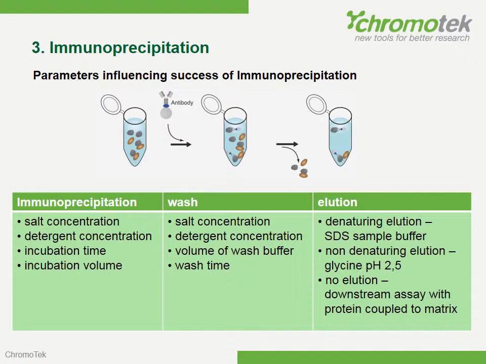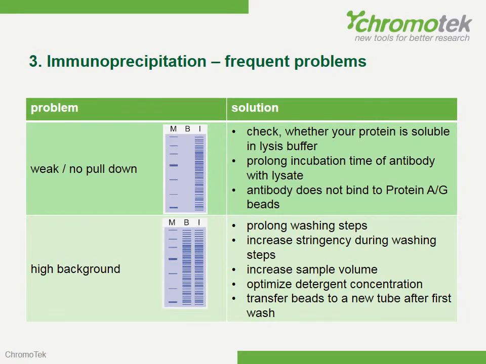Depending on your downstream application, it might be also an option for you to use your protein bound to the beads and avoid elution. But after finishing your IP experiment, you normally check by Western blot or Coomassie whether your IP was successful. If it was successful and you see what you expect, it's fine. But often two problems occur. The first problem is that you have only a weak or no pull down of your protein of interest.